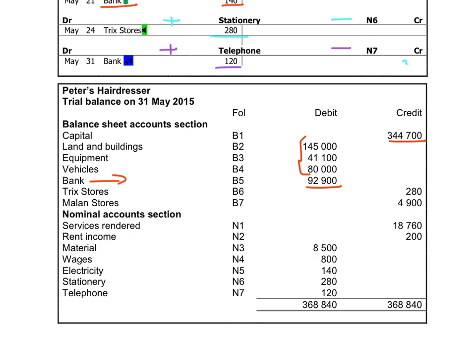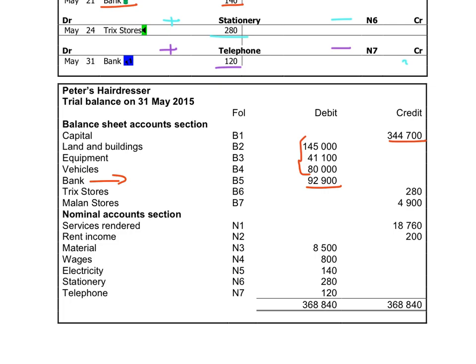Then I will add up all my other accounts, and if the amounts are on the credit side, I record it on the credit side of the trial balance. If the amounts are on the debit side in the ledger accounts, we will show it on the debit side.